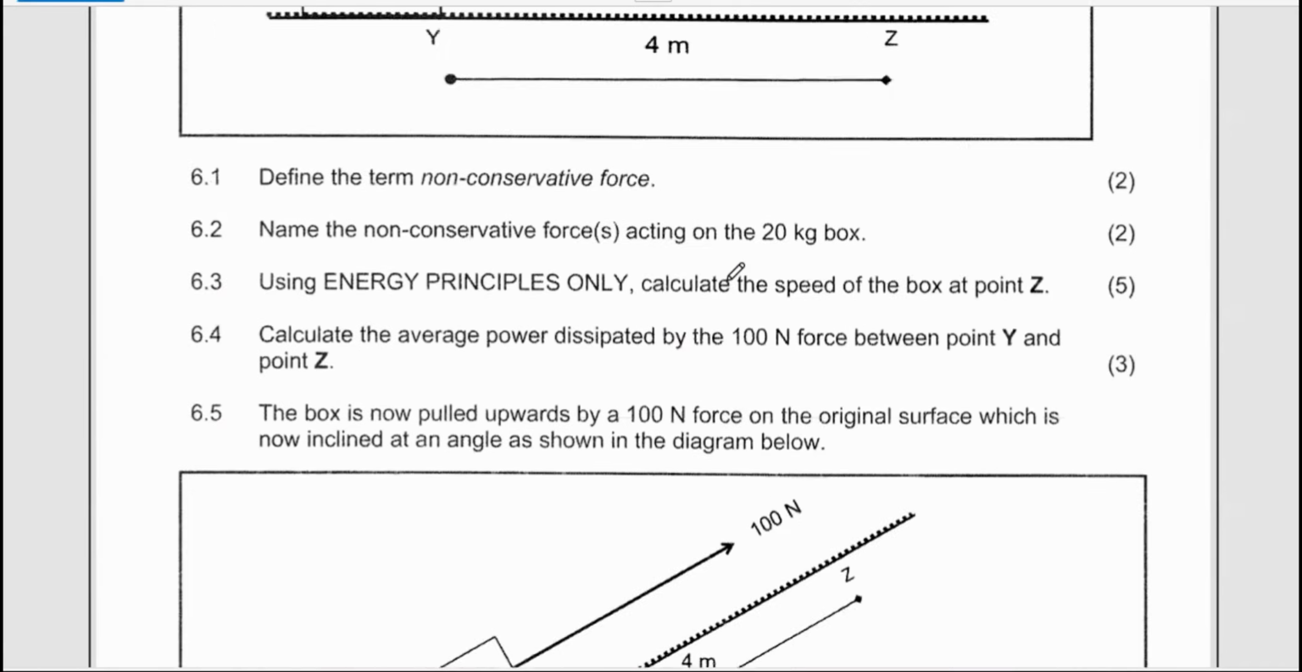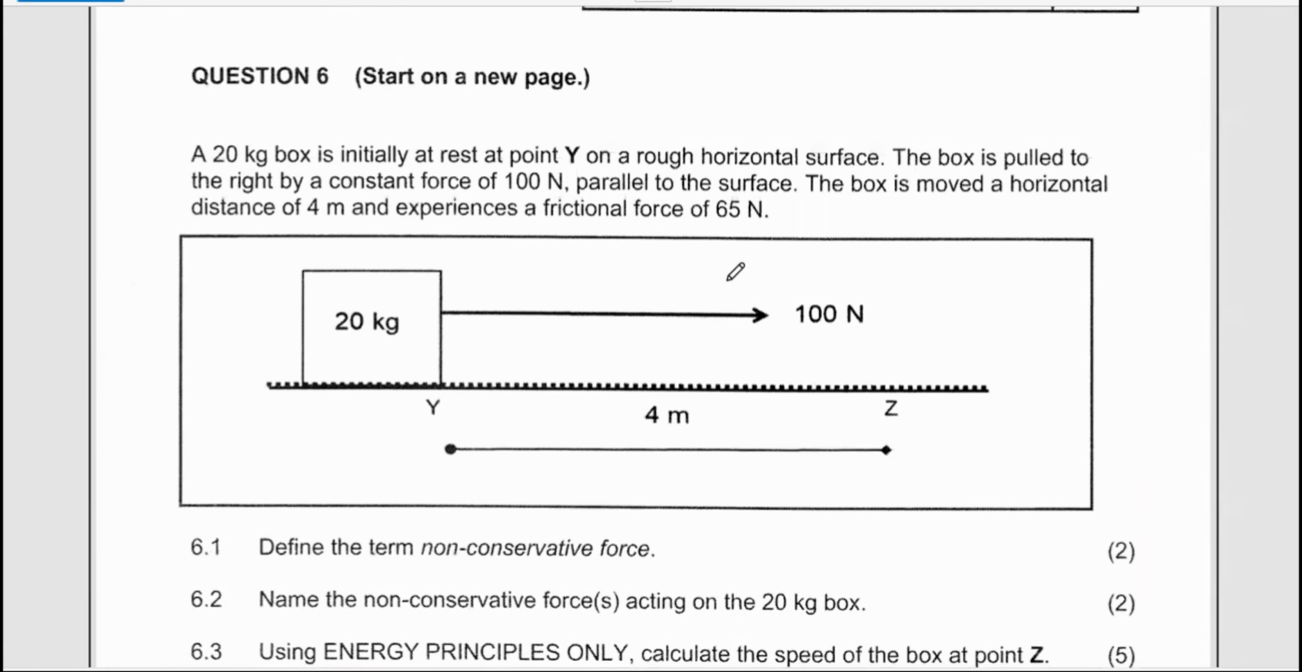Okay. Question number 6. They're telling us that a 20 kg box is initially at rest at point Y on a rough horizontal surface. The box is pulled to the right by a constant force parallel to the surface, and then the box is moved a horizontal distance of 4 meters, and it experiences a frictional force of 65 newtons.